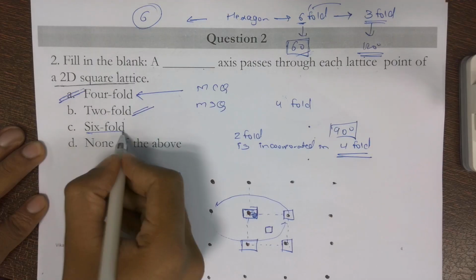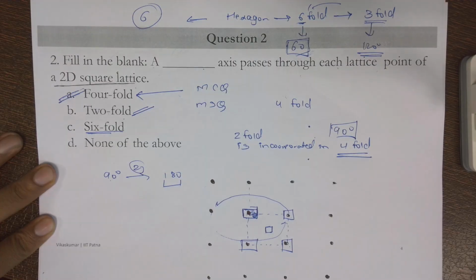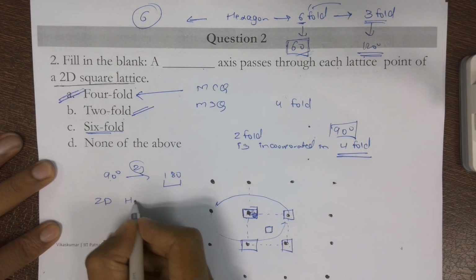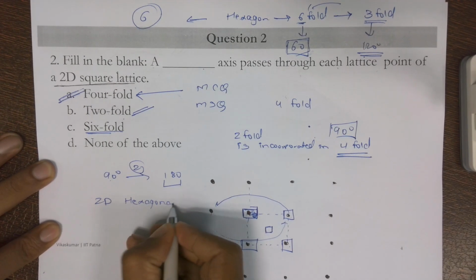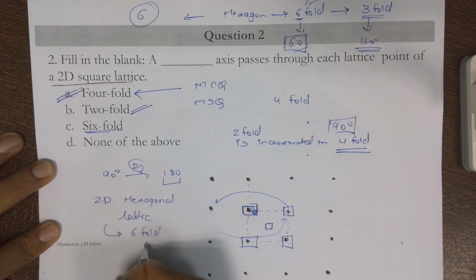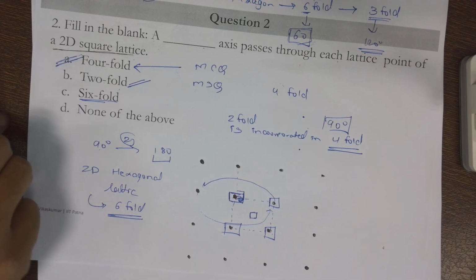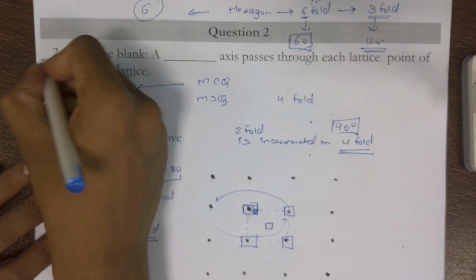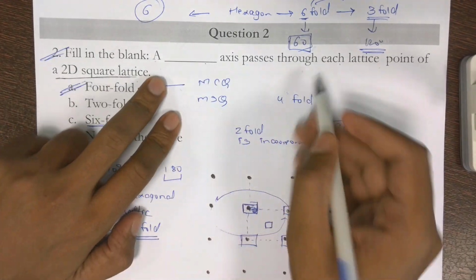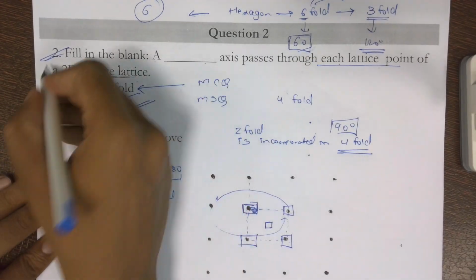Now let's go to the C, 6-fold. No, it doesn't have 6-fold. 2D square lattice doesn't have the 6-fold. 2D hexagonal lattice has 6-fold. Okay. Put this back. So with this, we have solved this question number 2, and we found that option A here is the right answer, that is 4-fold. So each of the lattice points, the axes passing through each lattice point, we found that it is having the 4-fold.